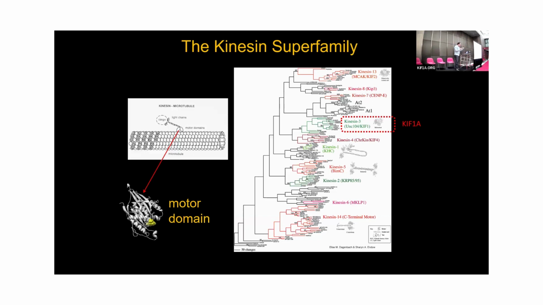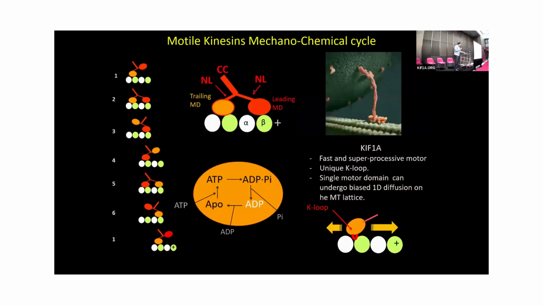The superfamily has like 14 different families. We have been, in my lab, studying many members of the family. So KIF1A in particular belongs to the kinesin 3 family.